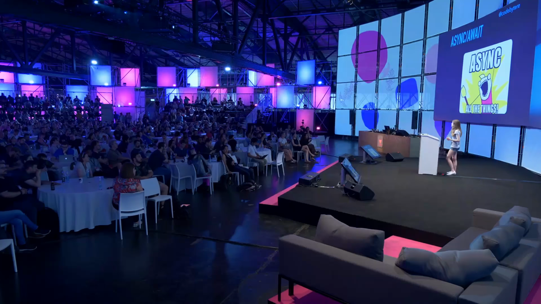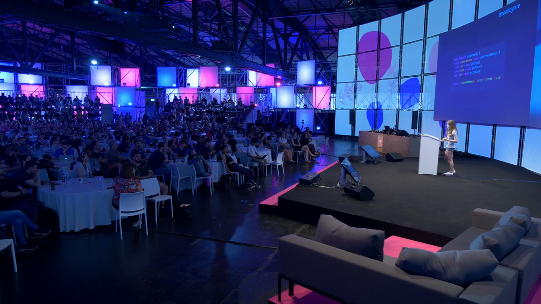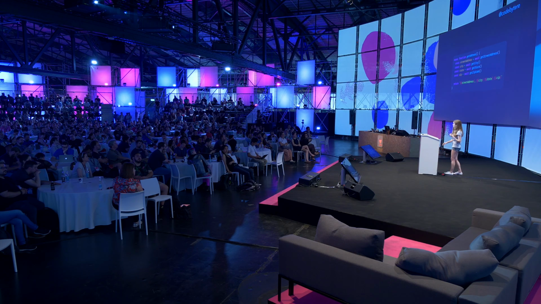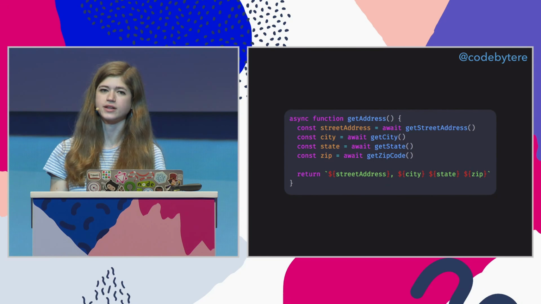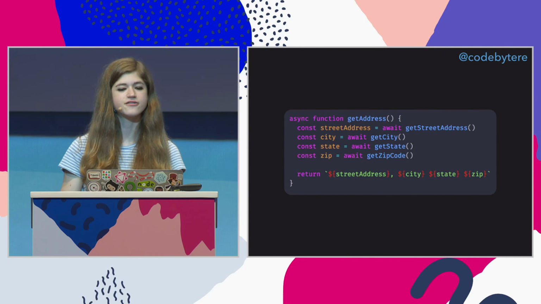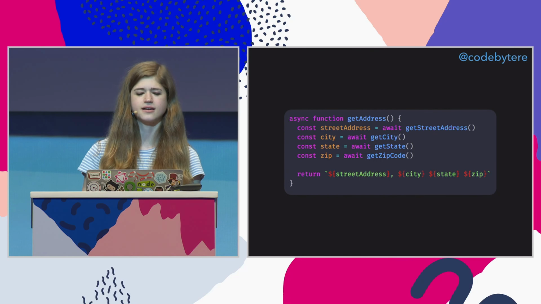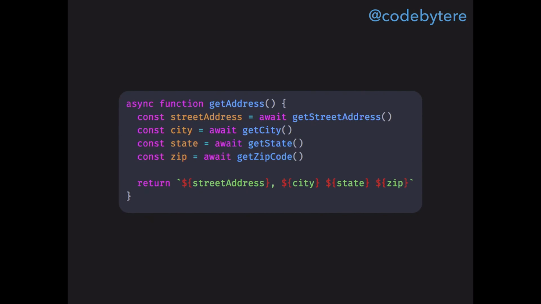Since any async await function returns a promise implicitly, the resolve value of the promise will be whatever you return from the function. To illustrate, let's look at code. Here, we're returning a string that contains several components of a street address. The function has the async keyword before it, and the await keyword can only be used inside functions defined with async.